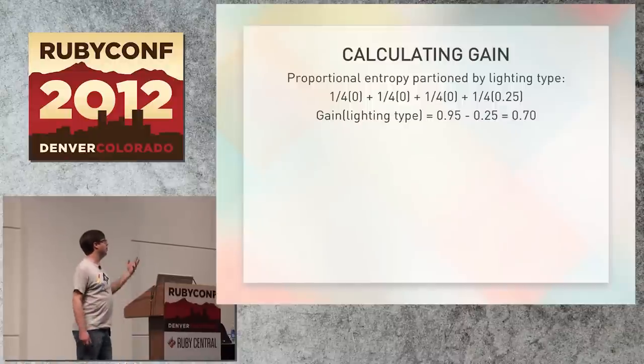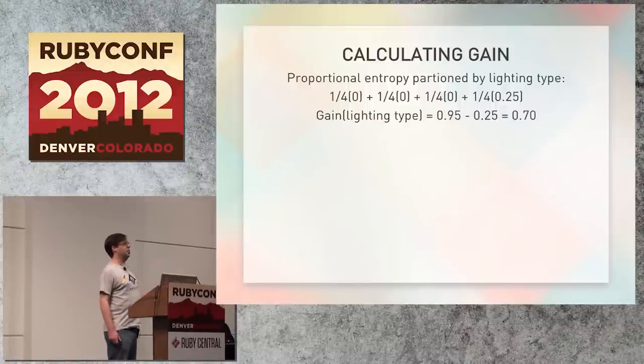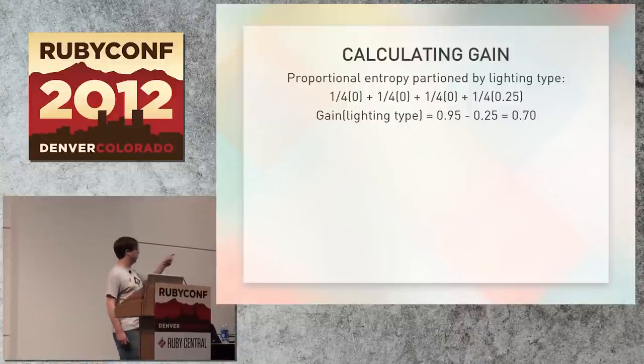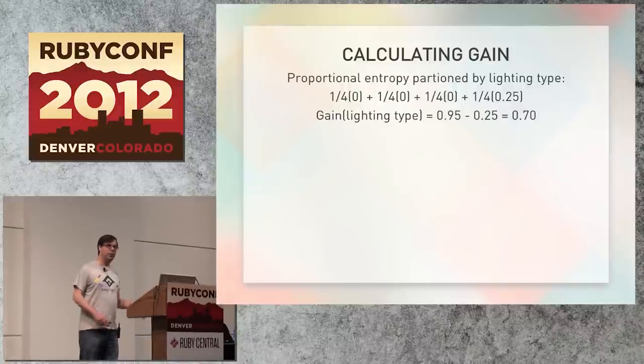So a higher number for gain is better. That means I've reduced the entropy by this amount. Make sense so far, except for my typo over there?